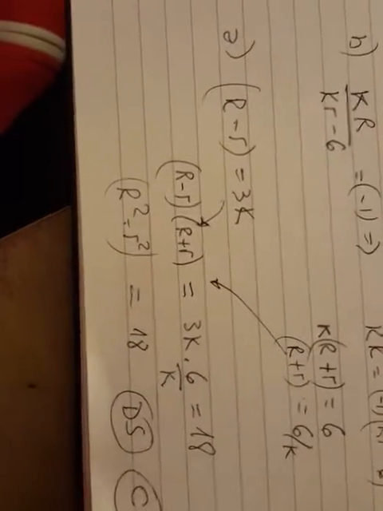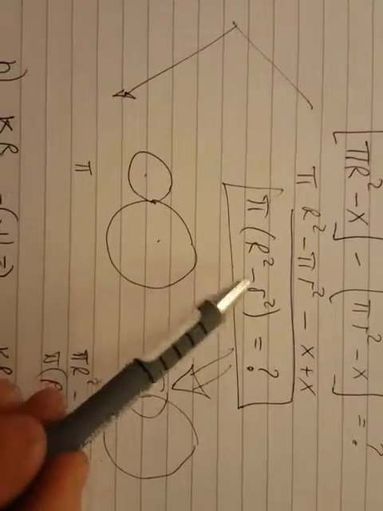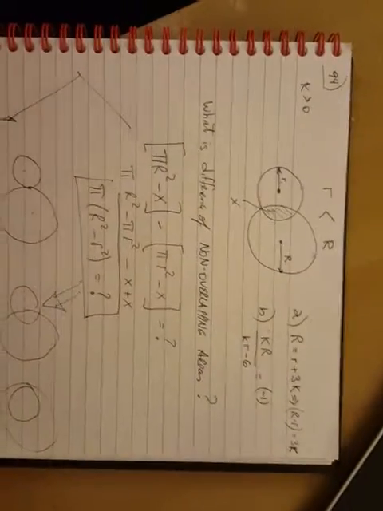So the answer is C, because once you have the difference of the squares, that is 18, you can plug it back into this formula, and this is exactly what we needed. This is 18 pi, that is the answer, but you don't need to compute the answer. All you need to know is that you will be able to compute it. Anyway, the big point is setting up the formula.